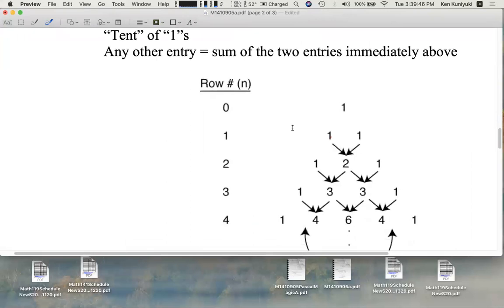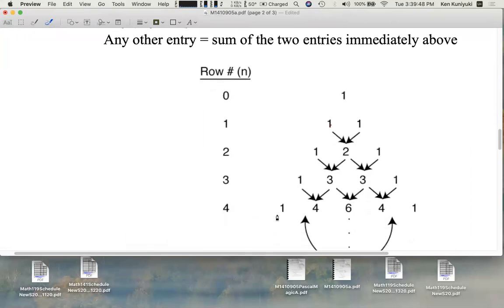All right. For row number 4, we go 1. 1 plus 3 is 4. 3 plus 3 is 6. 3 plus 1 is 4. And then the 1 over here. And we could go on and on and on. For a plus b all to the 10th, you would go to row number 10, which is the 11th row in the triangle.